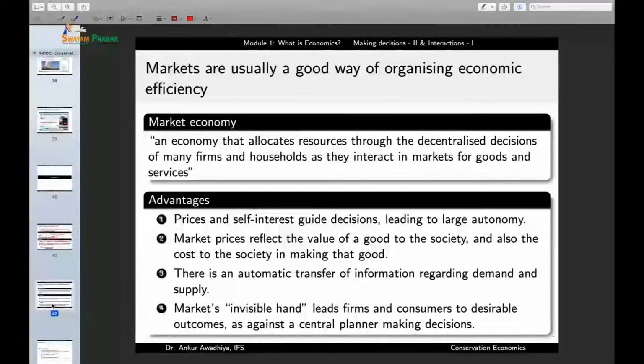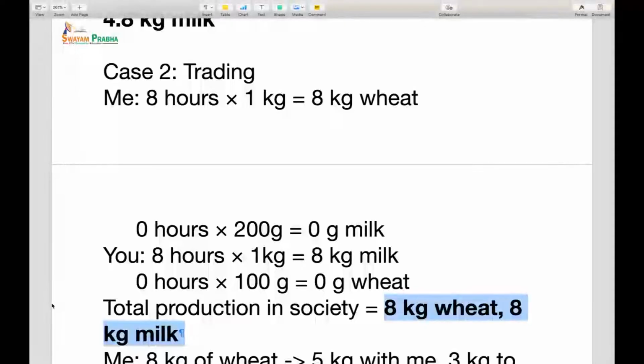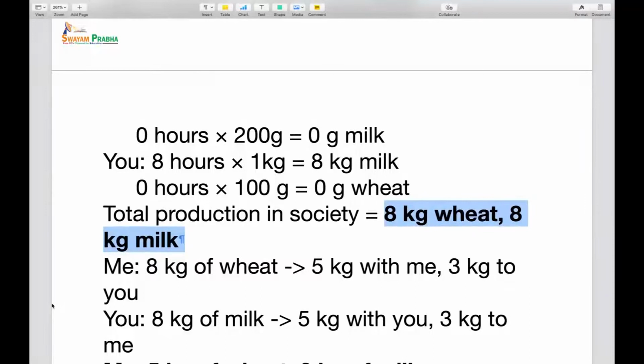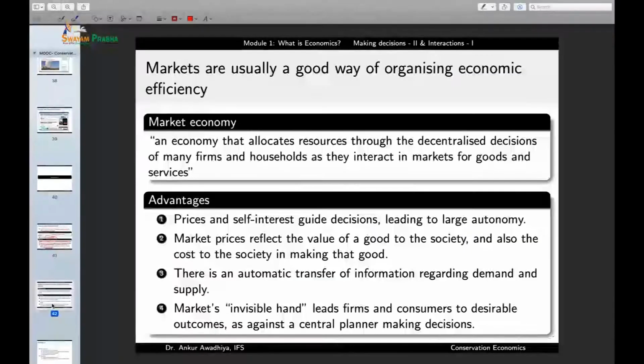But how do we trade? In this example, because there are only two people and there are only two things, it is easy for both of us to sit down and negotiate that, okay, I will give you 3 kg of wheat and you will give me 3 kg of milk. But then, in the case of a larger society, all the different producers and all the different consumers cannot sit together. And so we come up with the concept of market. Markets are usually a good way of organizing economic efficiency.